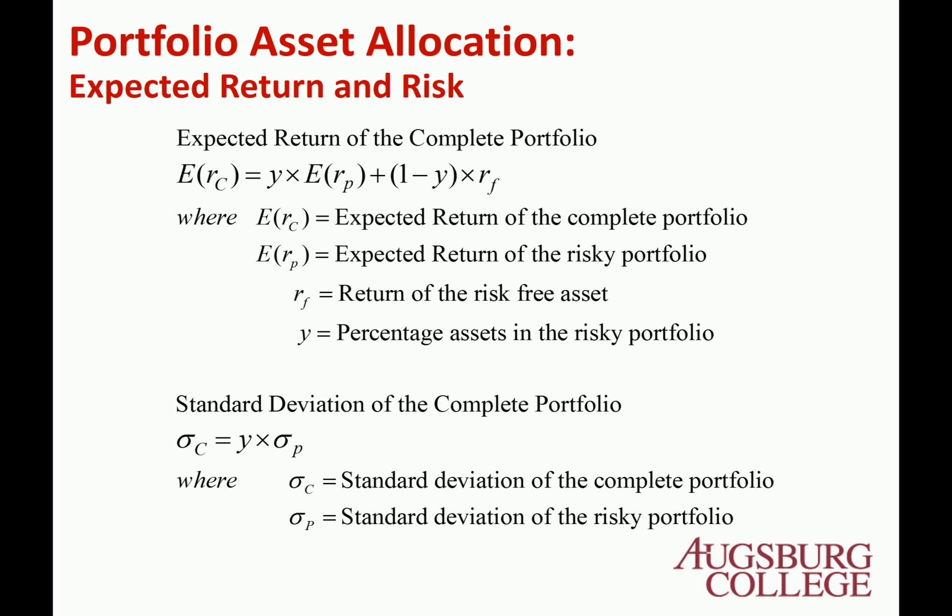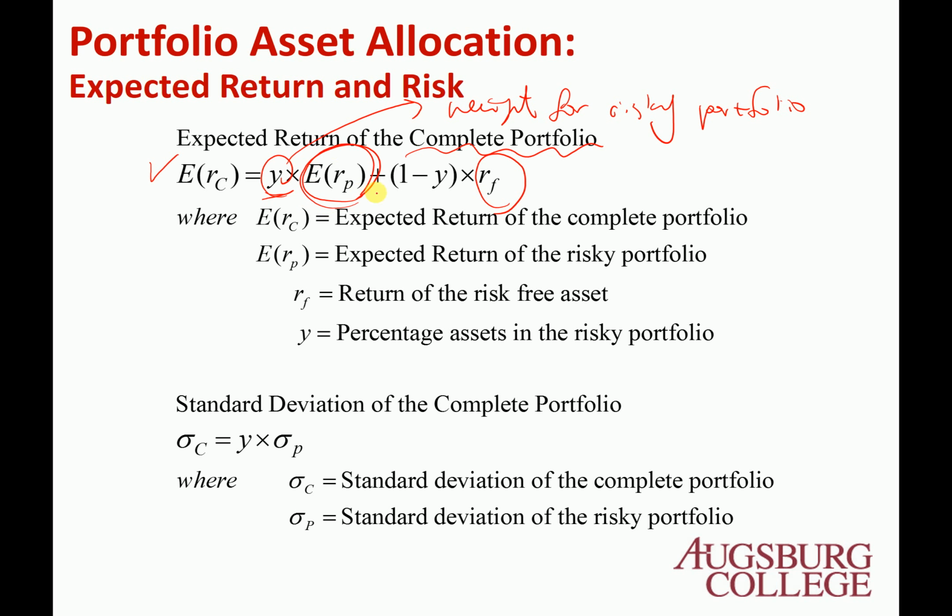Now how to allocate the portfolio. This is the expected return of the complete portfolio, including the risky portfolio and the risk-free asset. This Y is the proportion, the weight for the risky portfolio, right? So the risky portfolio expected return, plus 1 minus Y, which is the proportion in the risk-free asset, times the risk-free rate, will be the expected return for the complete portfolio.